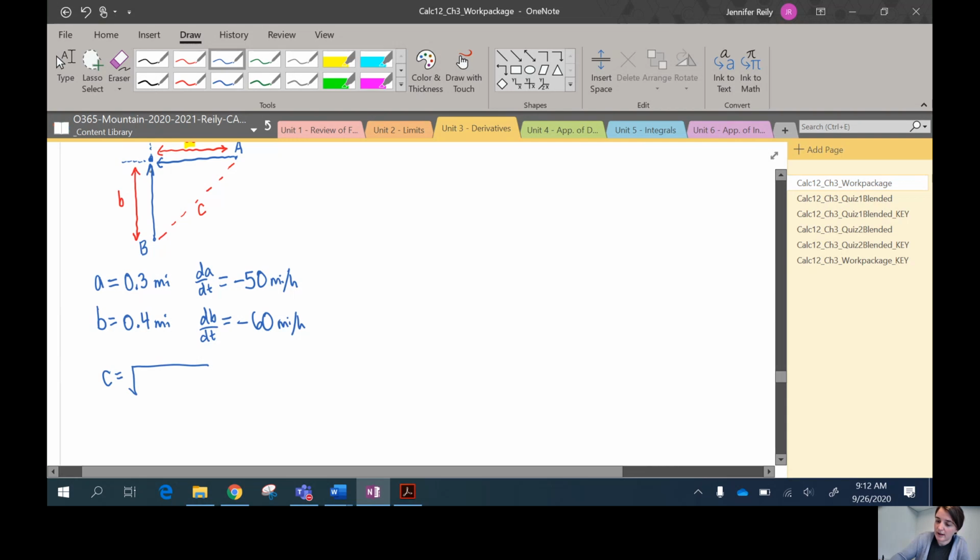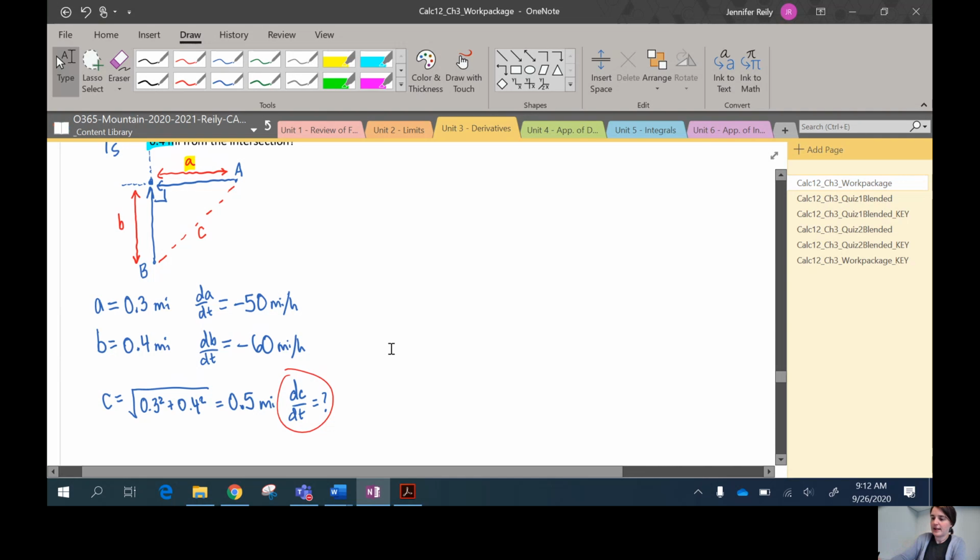We've got a right triangle here. We'll draw the little right triangle. So A squared plus B squared is going to equal C squared. So if I want to find C, I just take the square root of 0.3 squared plus 0.4 squared. And so C would be 0.5 miles. And what I want to find out is dC by dt. This is what I would like to know, because the question asks, at what rate are these cars approaching one another? Okay, next step, so that's step 1.